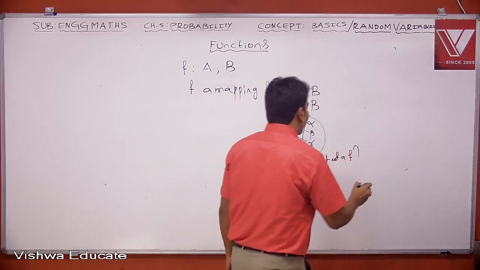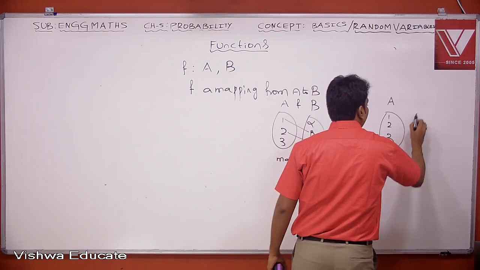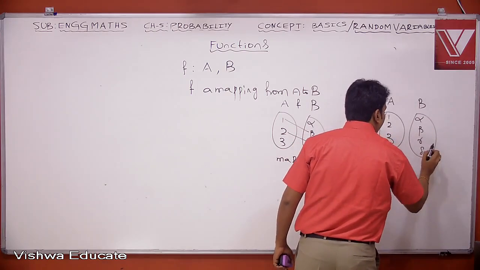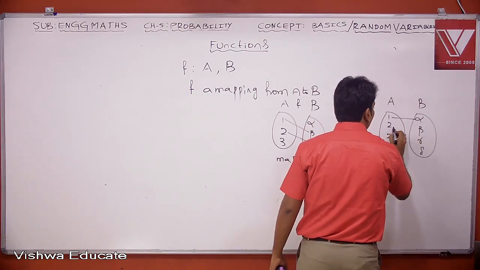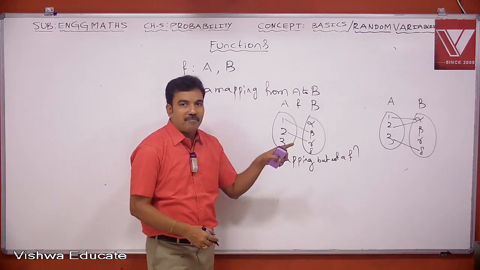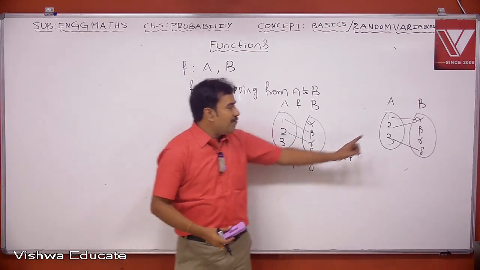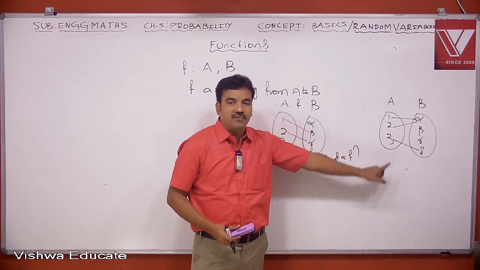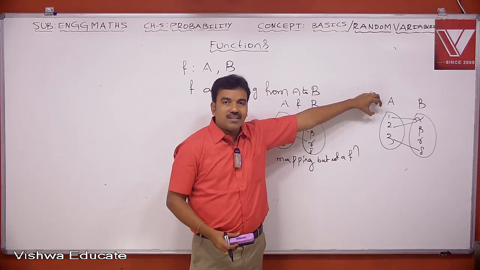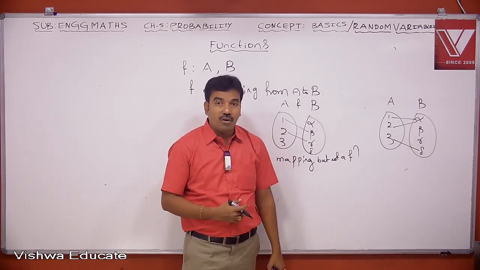Now I go for another mapping between the same sets. Set A is 1, 2, 3. Set B is alpha, beta, gamma, delta. 1 is mapped to alpha, 2 is mapped to alpha, 3 is mapped to delta. Now you can see this is a mapping and it is also a function, because every element of A is associated with exactly one element of B. Therefore, this mapping is called a function.